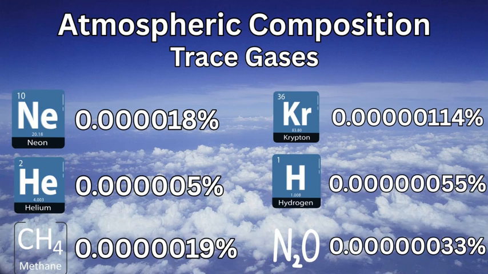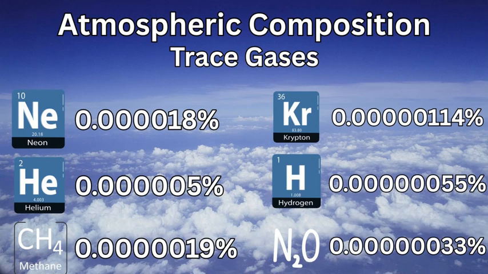They're called trace gases. They're called these because they occupy an extremely small amount of each gas in our atmosphere, but they do play an important role, as you'll find out from this video with the greenhouse effect. So you have neon, helium, krypton, and hydrogen, which are in the atmosphere, but in very, very small amounts.